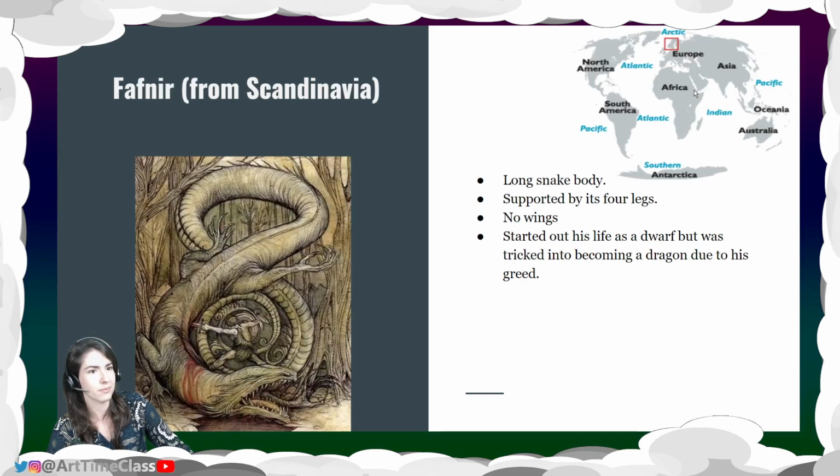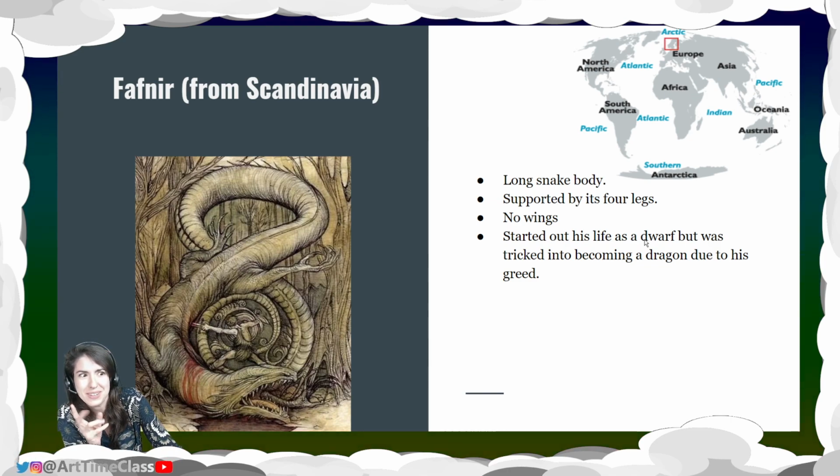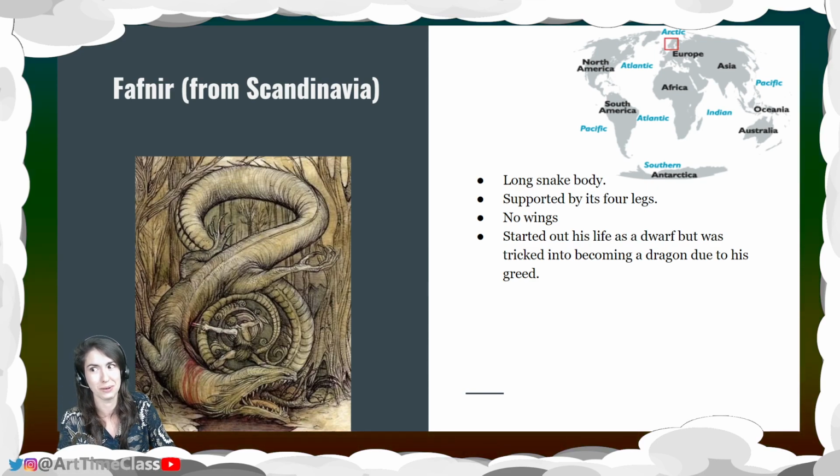Very cool. Here's another type of dragon. This one's a long snake-like dragon with no wings. Now this dragon did not start as a dragon, but started as a dwarf and was tricked into a dragon because it was so greedy. It wanted all the gold, and some of the gold was tricked to be magical, and it would turn the person into a dragon if they stole it. And that's what happened. He stole gold and it turned him into a dragon.